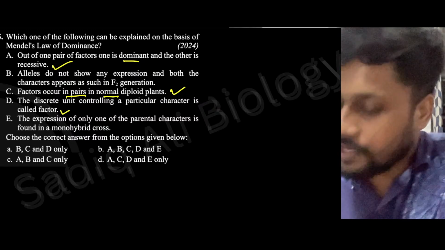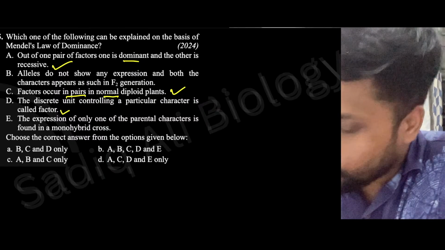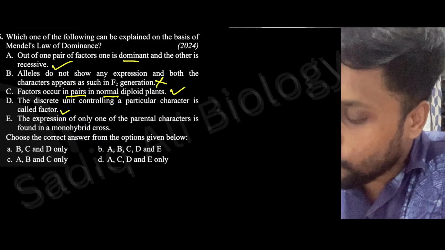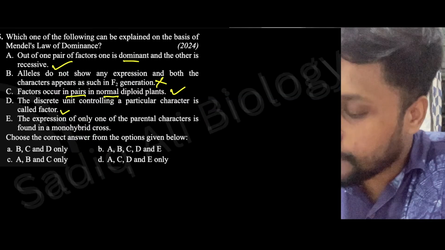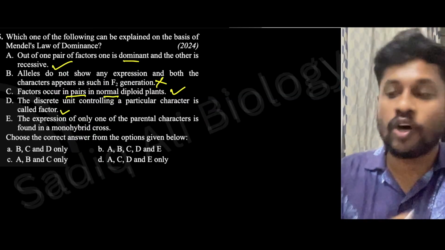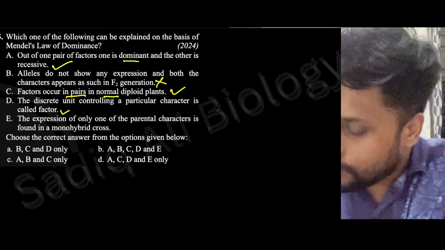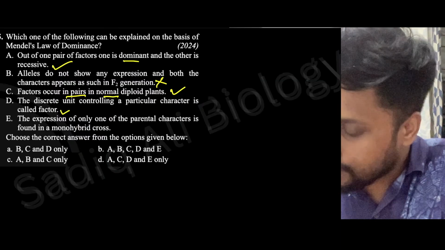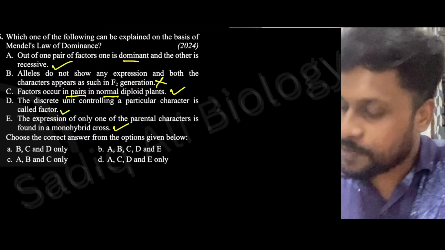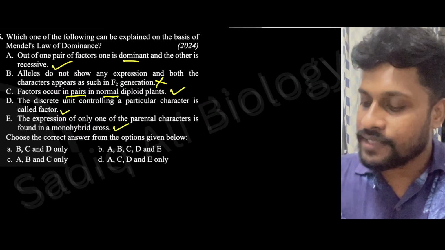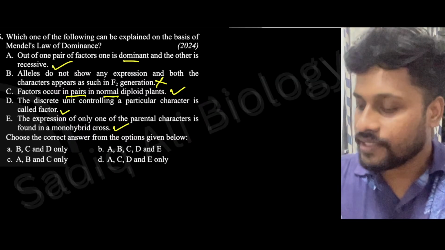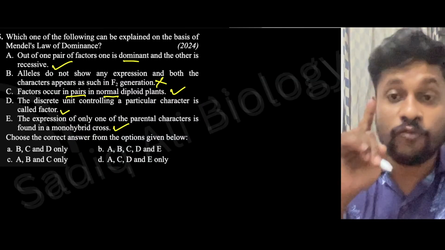So here you can see A is correct. Now B is not correct. Alleles do not show any expression, both the characters appear as such, this is not related to the law of dominance. Now C is correct, D is correct, even E is also correct. Expression of only one of the parental characters is found in a monohybrid cross, because this F1 shows only one of the parents.